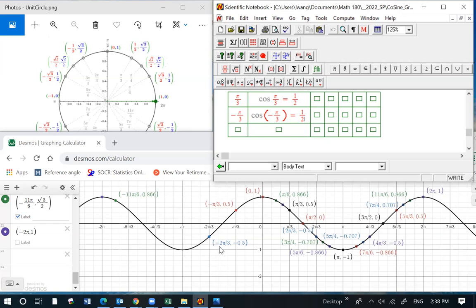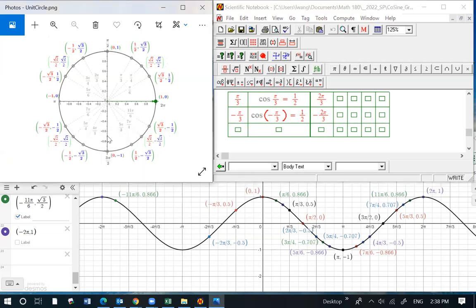The other pair we look at is negative 2 pi over 3 and 2 pi over 3. And pretty soon you see on the unit circle the red numbers. They are the same across the x-axis. You see negative half. That's 2 pi over 3. You measure counterclockwise 2 pi over 3, or you measure clockwise.